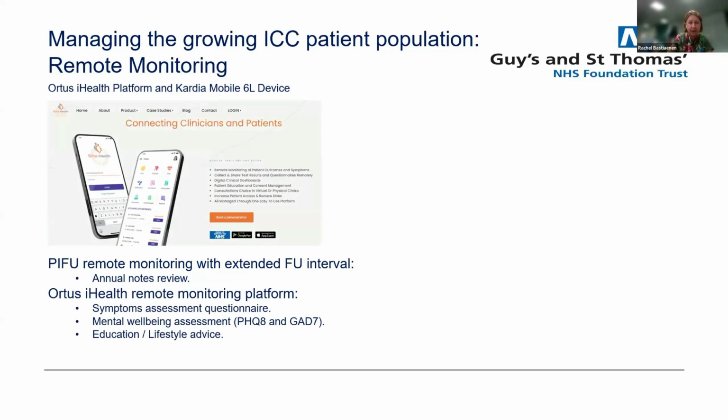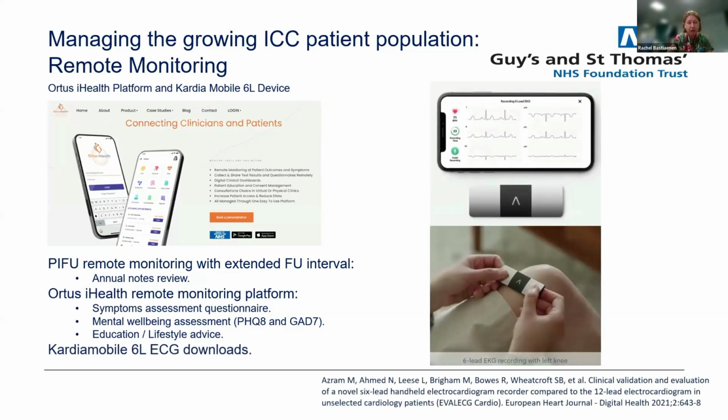It allows us to send out annual symptoms assessment questionnaires. It allows us to assess our patients' mental well-being, which can be a significant problem for young people with inherited cardiac conditions, which bring with them, in some instances, risks of sudden death. It allows us to push out education, push out lifestyle advice, send resources to our patients, including some videos that we recorded to help them.